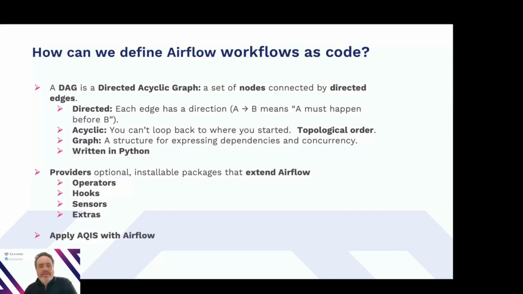They're acyclic, so you can't loop back to where you started. There is a topological order. As a graph, there is a structure for expressing dependencies and concurrency. And DAGs are also written in Python. So you have all the features of Python, such as version control and reviewing, etc.